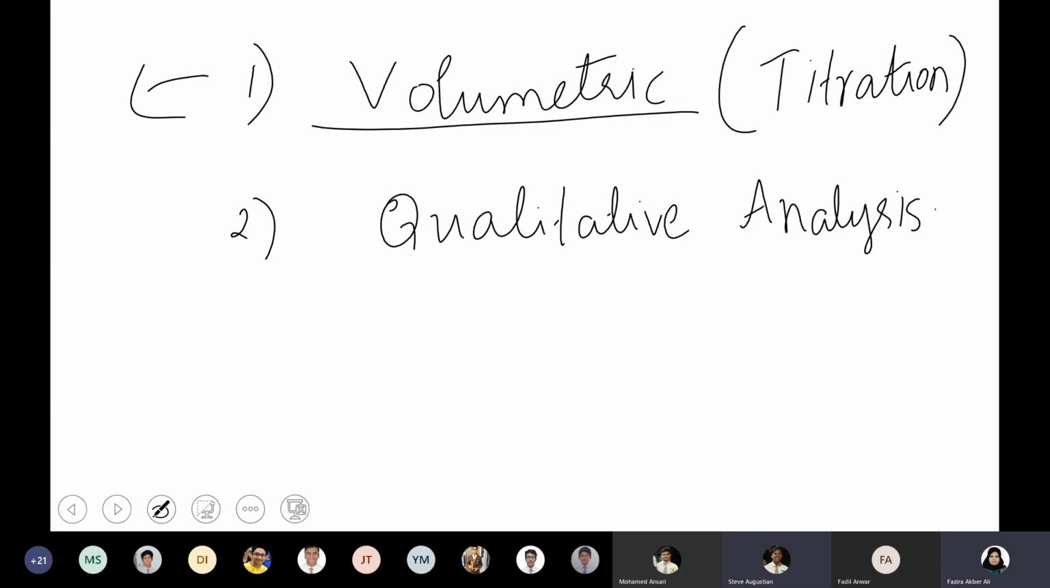Ma'am, in qualitative analysis, do we find the strength of a certain chemical? That is quantitative, right? And in qualitative, do you assess the properties of the chemical?